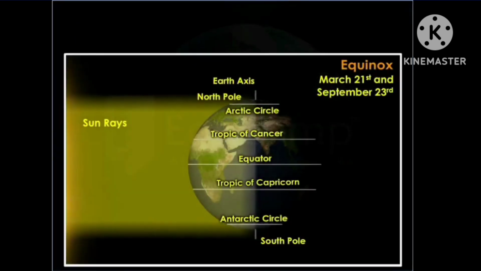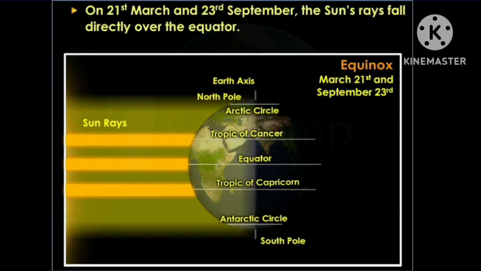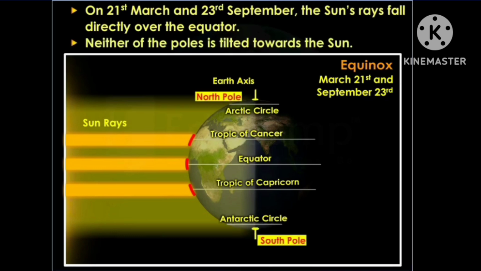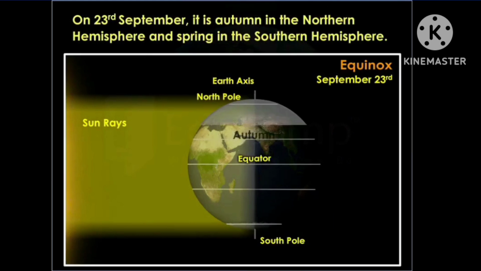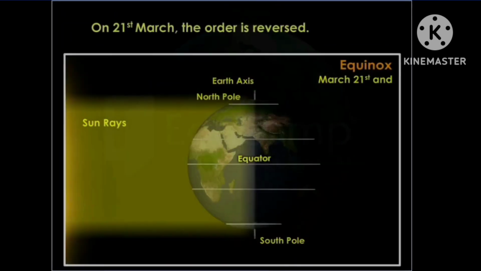Equinox. On 21st March and 23rd September, the sun's rays fall directly over the equator. Neither of the poles is tilted towards the sun. Therefore, the earth experiences equal days and equal nights. This is called an equinox. On 23rd September, it is autumn in the northern hemisphere and spring in the southern hemisphere. On 21st March, the order is reversed.